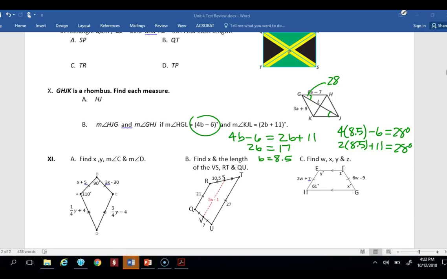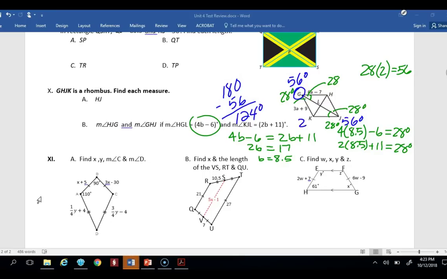Then this is a rhombus. So in a rhombus, if each of these are 28, then the ones next to them are 28. So these would be 28 as well. And 28 times 2 is 56. So we know that the angle G up here is 56, and this angle down here is 56, which means we could find K and H because they are supplementary angles. So we could do 180 minus 56. That means that angle is 124 degrees here, and this one up here is 124 degrees.